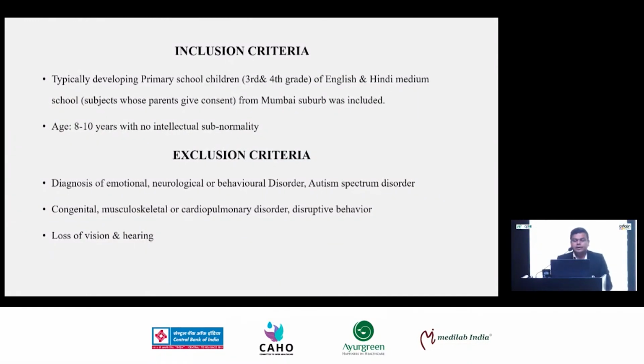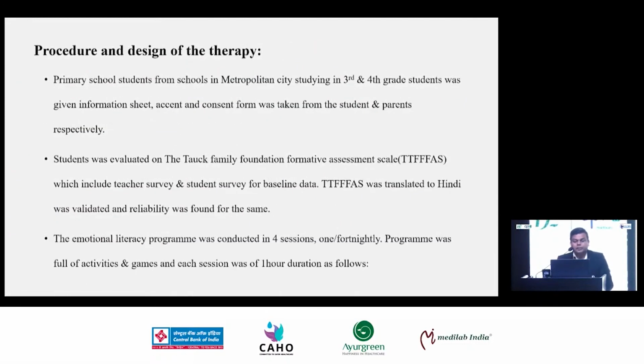Inclusion criteria: typically developing primary school children of English and Hindi medium, and age 8 to 10 years. The exclusion criteria is diagnosis of children like autism spectrum, congenital, musculoskeletal, low vision and hearing. Procedure and design of the study. Primary school students from the schools in a metropolitan city were included, and students were evaluated on the Tuck Family Foundation formative assessment scale, which includes teacher and student survey, and baseline data was collected.